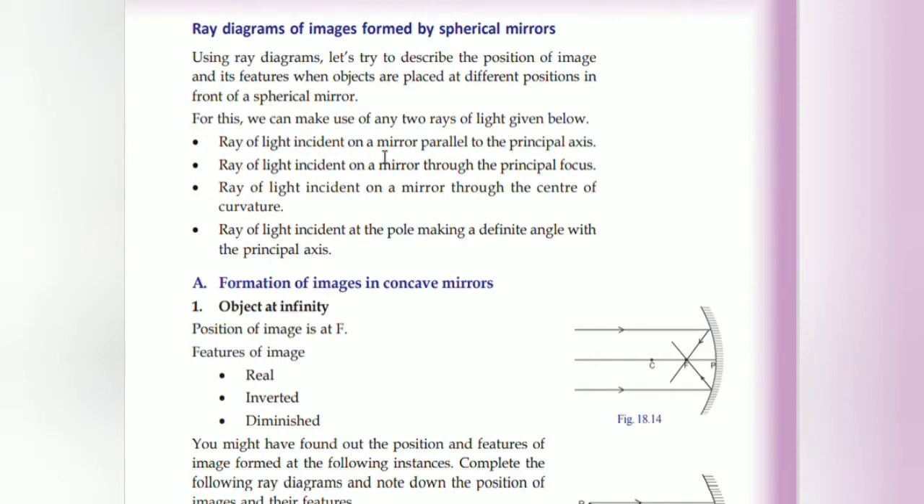Rays of light incident on a mirror parallel to the principal axis. അപ്പോൾ റേ ഓഫ് ലൈറ്റ് ഇൻസിഡന്റ് ഓൺ ദ മിറർ അല്ലെ? മിററിലേക്ക് പതിച്ച ശേഷം അതെന്ത് ചെയ്യും? പാരലൽ ടു ദ പ്രിൻസിപ്പൽ ആക്സിസ് ഇറ്റ് വിൽ പാസ്.